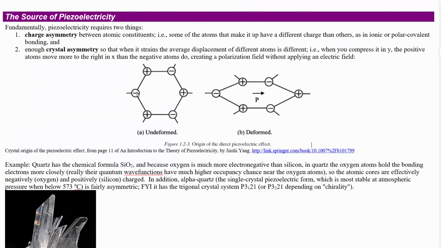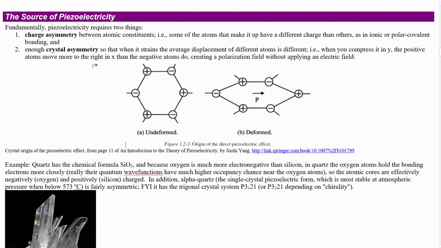So where does piezoelectricity come from? Well, a couple of things that you need atomically for this to happen. You need charge asymmetry between atomic constituents. You need some things that are more positively charged than others. Maybe you need polar covalent bonding, where some of the atomic cores hold on to the electron effectively more strongly than other ones, or ionic bonding, where they do this a lot stronger. The electron basically transfers from one atom to another one.